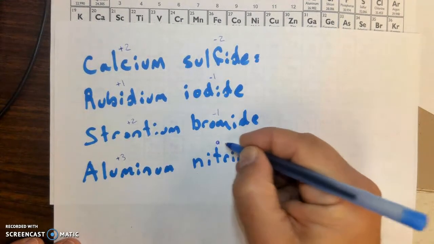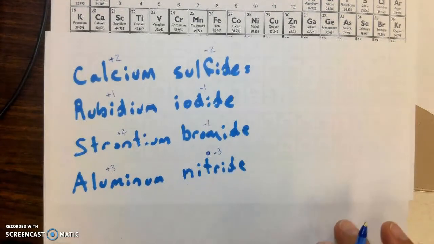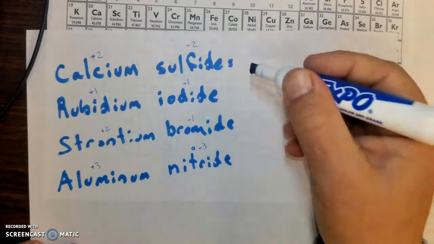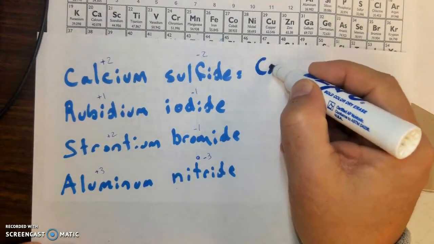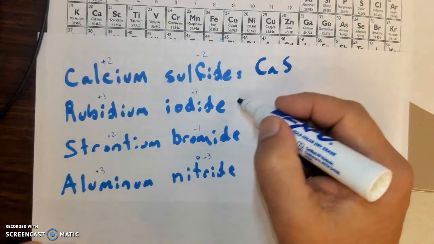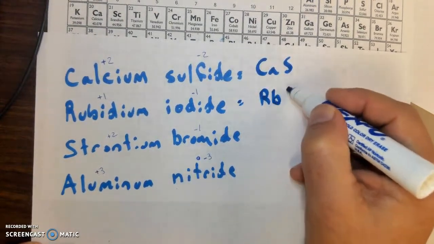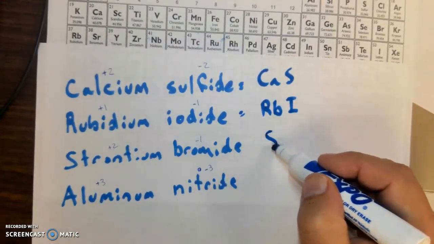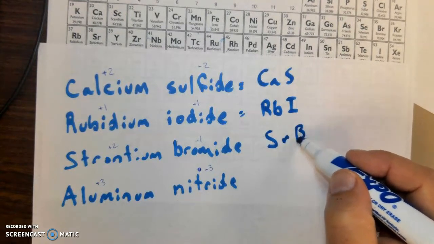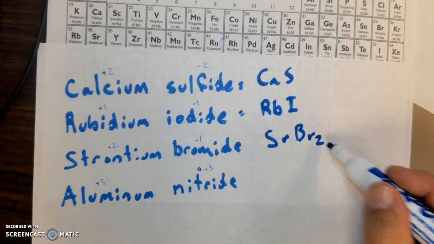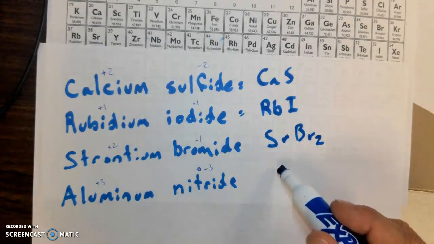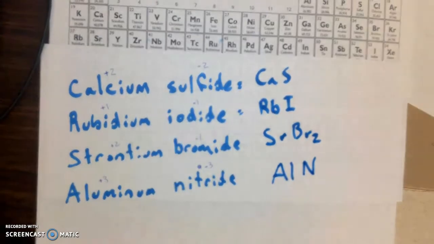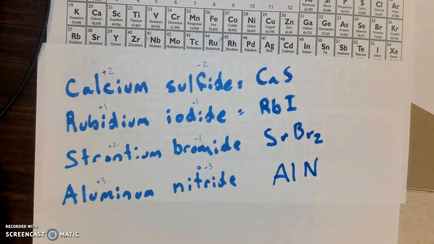Oops. Okay. And then you should be able to make the binary compounds, okay? Okay. Next time we try that, it'll be for points.